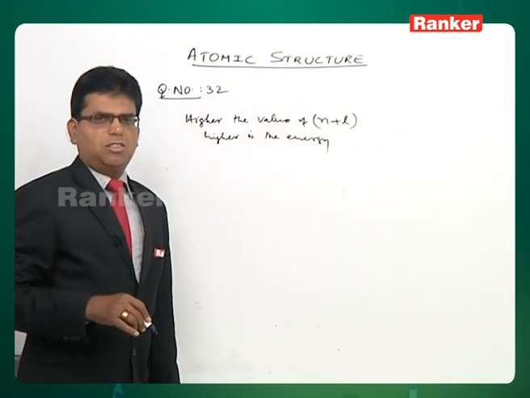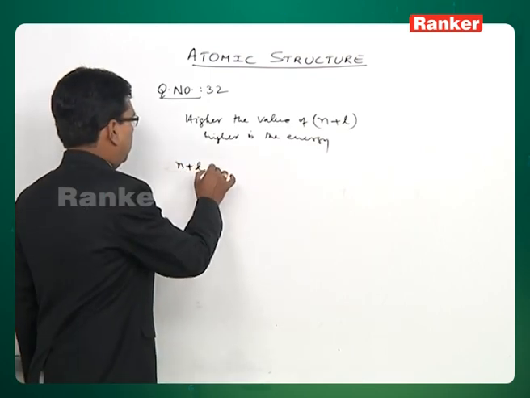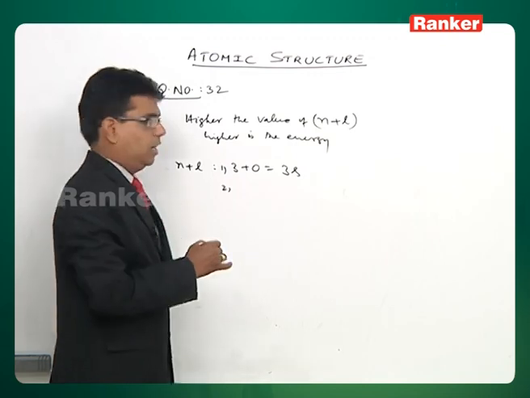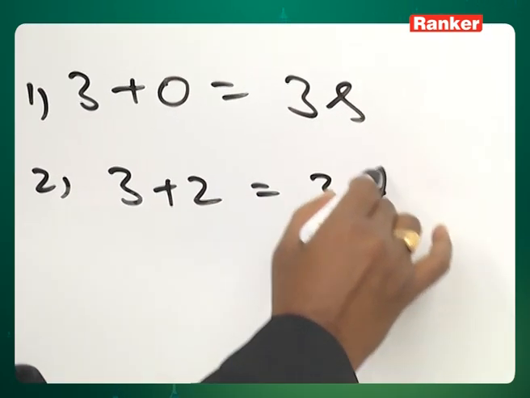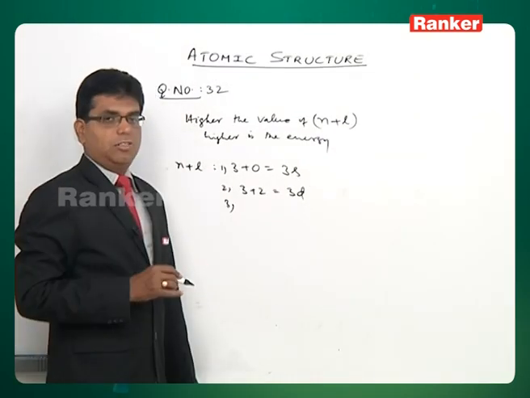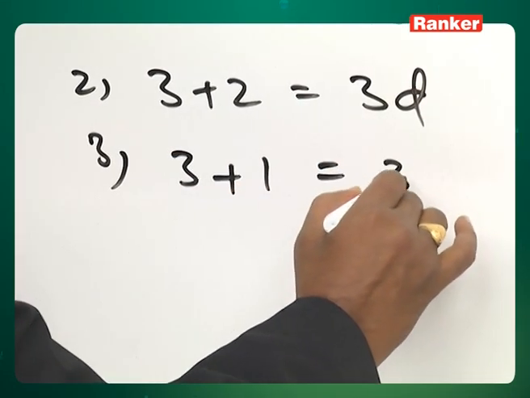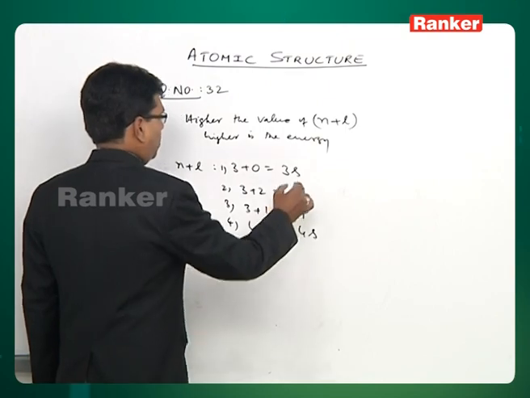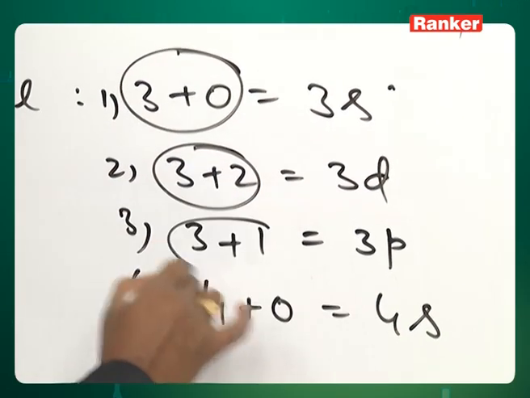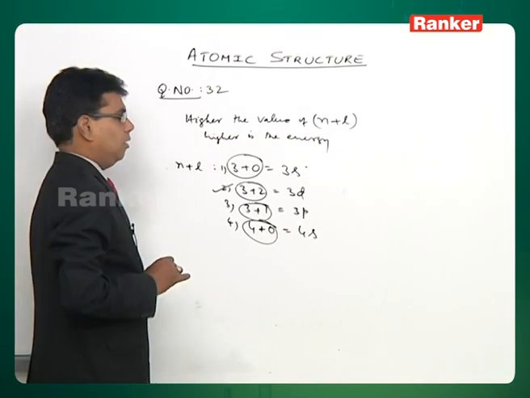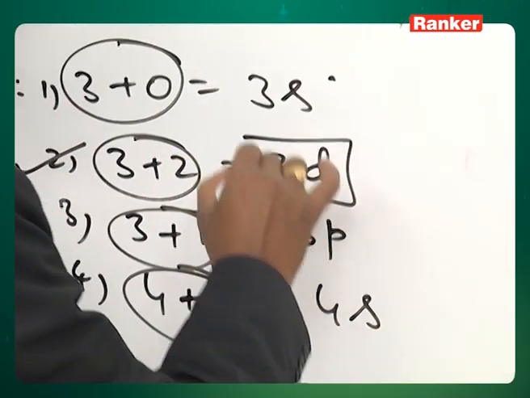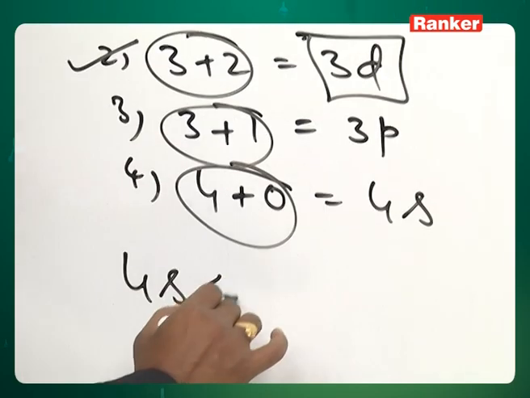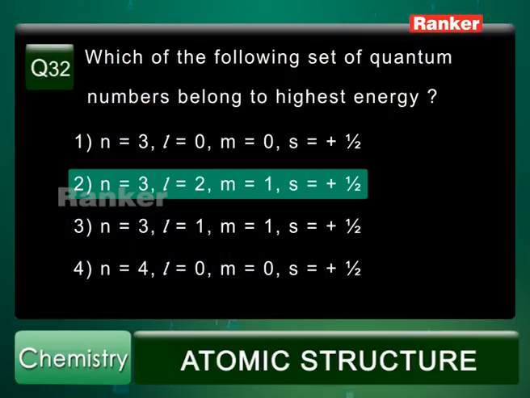Now, in the first option, n is equal to 3, L is equal to 0. So n plus L is 3 plus 0, that is 3s. In the second option, n is equal to 3 and L is equal to 2, that is 3 plus 2, that is 3d. Third option, n is equal to 3 and L is equal to 1, 3 plus 1, that is 4, so it is 3p. And fourth option, n is equal to 4 and L is equal to 0, it is 4s. So this is 3, this is 5, this is 4, this is 4. So 3 plus 2 is the highest value, that is 3d. So this is the highest energy level. In the sequence also, according to the Aufbau rule, we say 4s is less than 3d. Very clearly we write. So the correct answer is option 2.